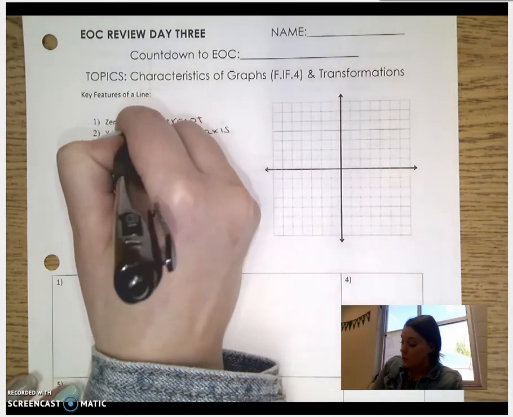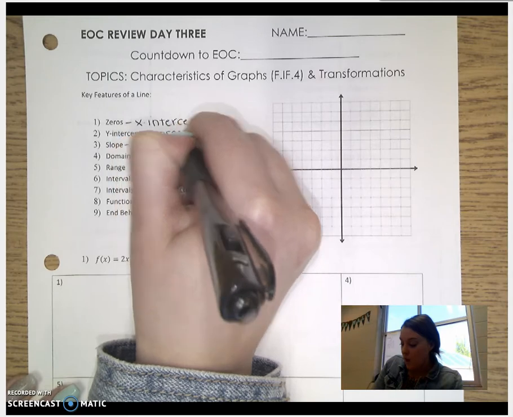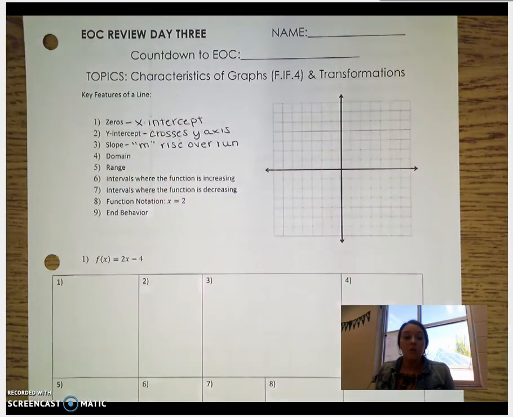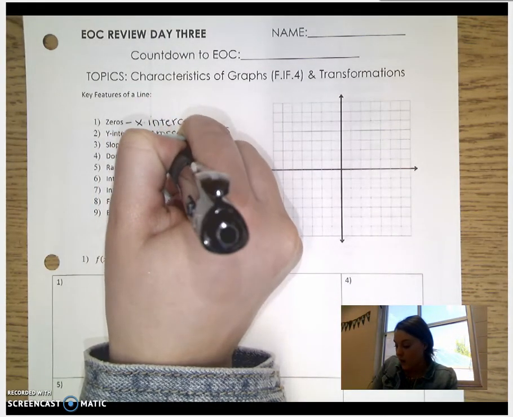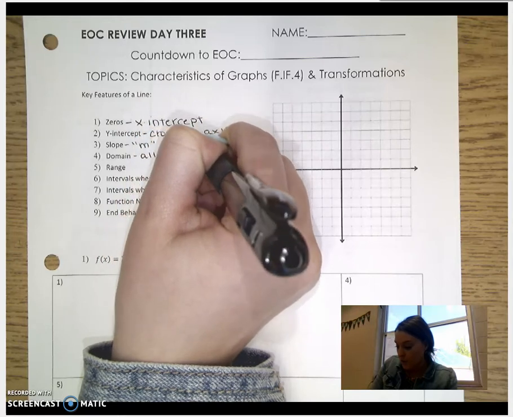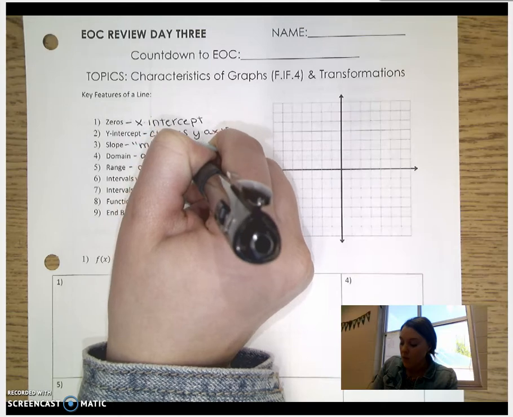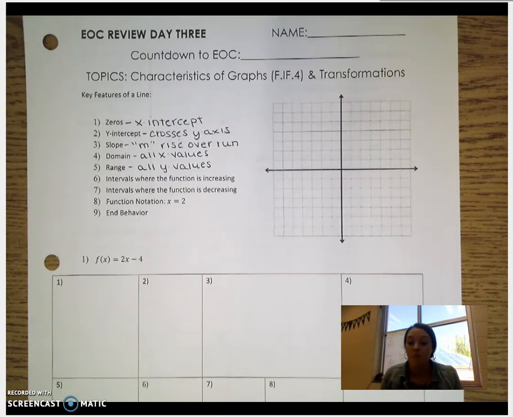Your slope is going to be the m value, which is calculated using rise over run. Domain is all of the possible x values, so it's going to be all the x values of your function, making range all your y values. Again, all of these were vocabulary words that you were tested on, so I'm just making sure that you have mastered these. If you need to take more time to review them, I recommend doing so.